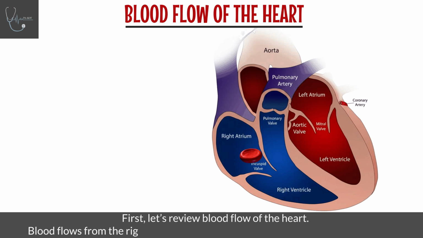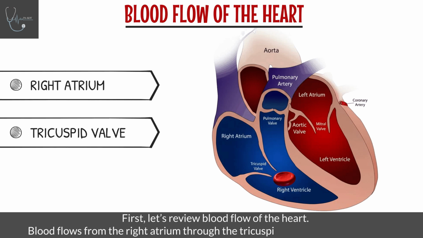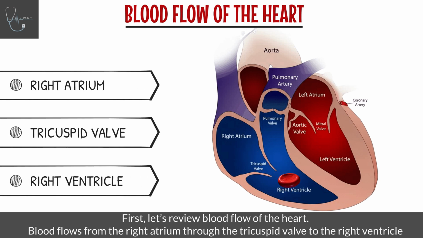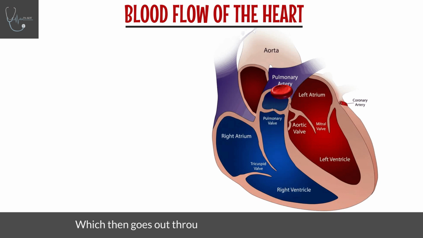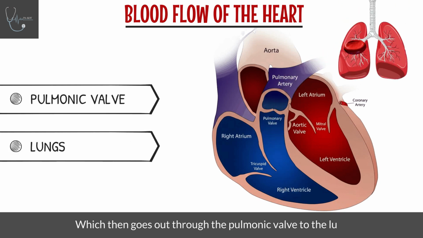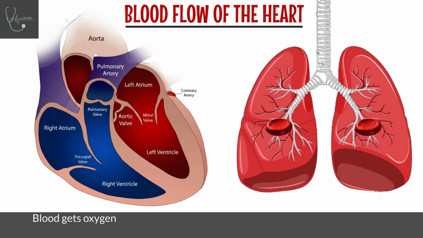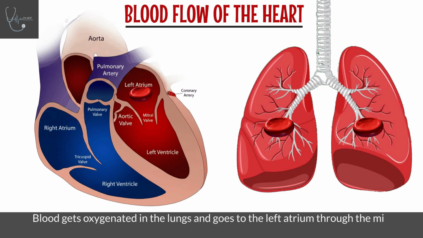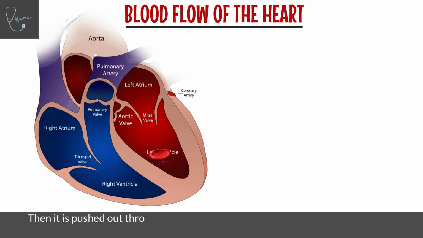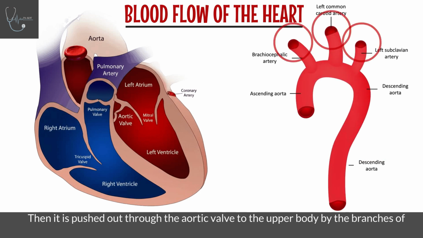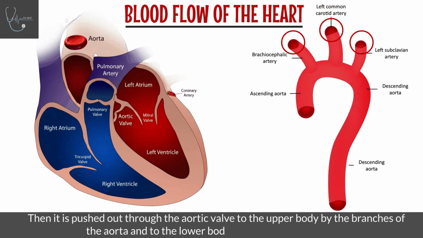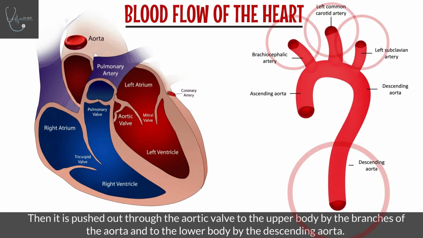Blood flows from the right atrium through the tricuspid valve to the right ventricle, which then goes out through the pulmonic valve to the lungs. Blood gets oxygenated in the lungs and goes to the left atrium through the mitral valve to the left ventricle. Then it is pushed out through the aortic valve to the upper body by the branches of the aorta, and to the lower body by the descending aorta.